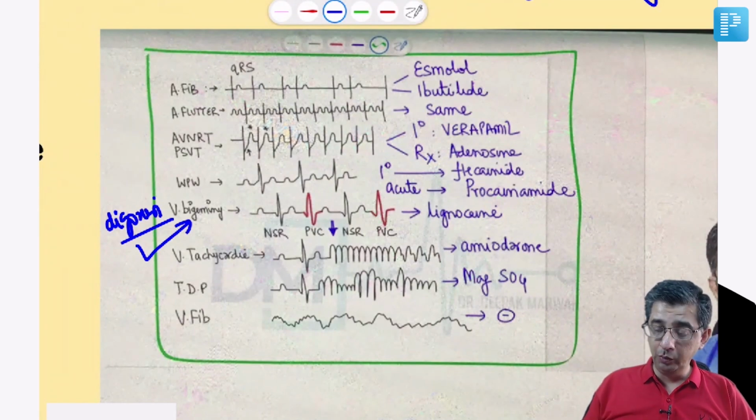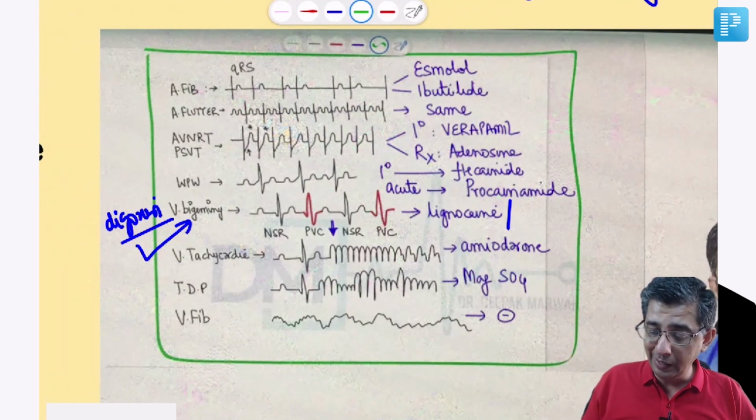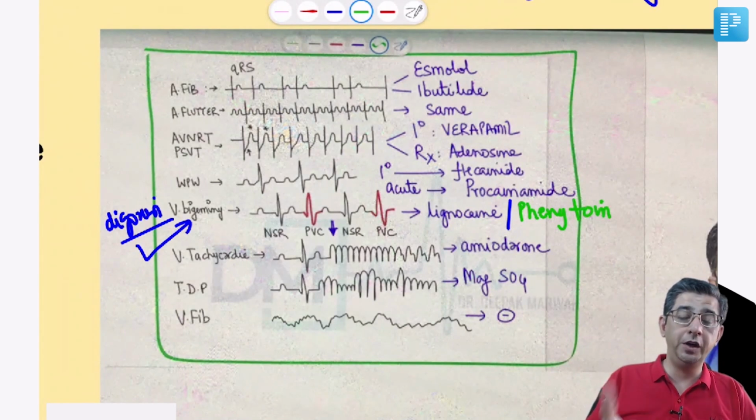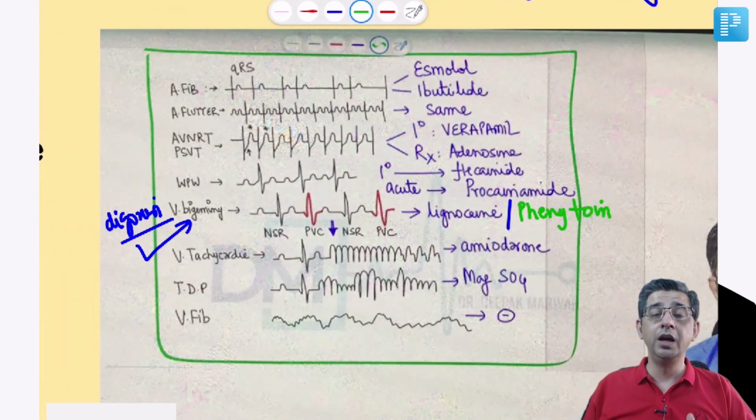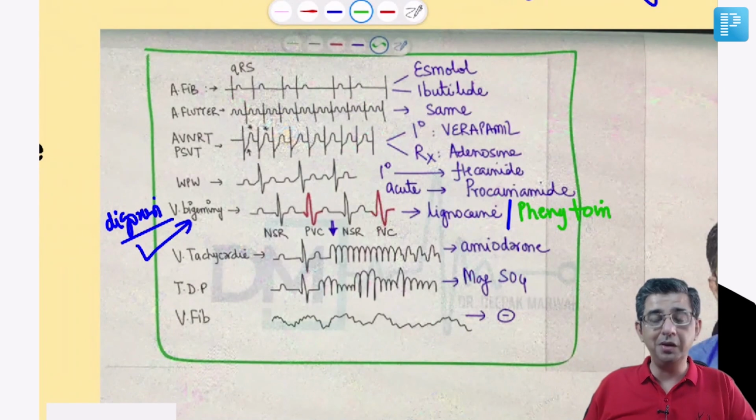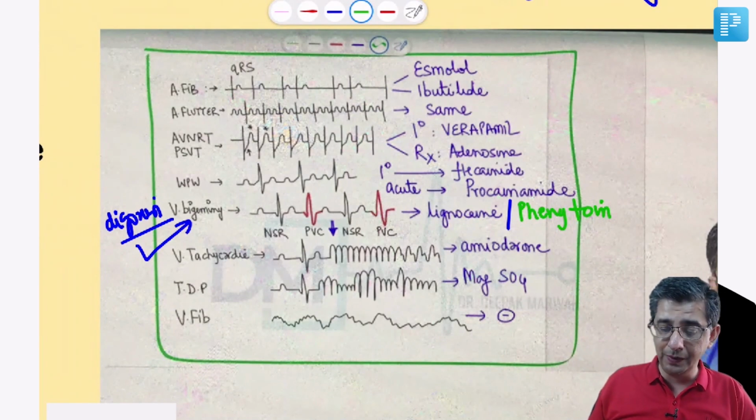In fact, one more drug that is useful and I can add to this is phenytoin. It looks surprising, but even phenytoin is useful for management of ventricular bigeminy. Very surprising. Why? Because in a cardiac condition, I'm teaching a neurology drug. Phenytoin is for epilepsy, but phenytoin is being used in cardiology for ventricular bigeminy as well.